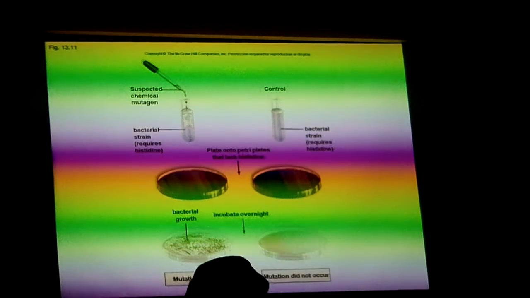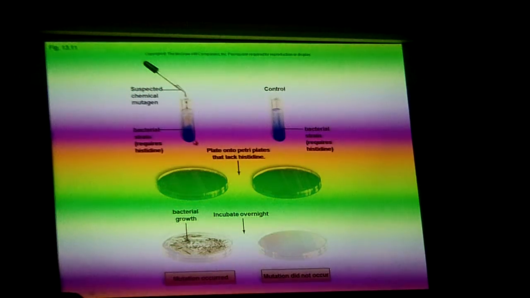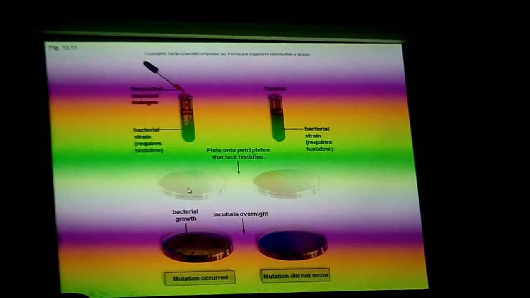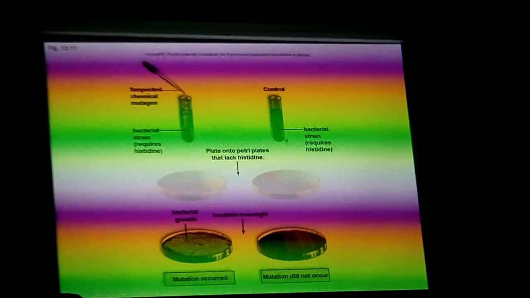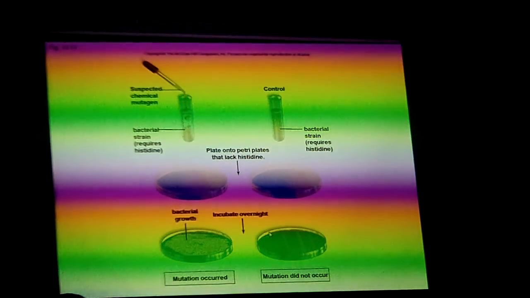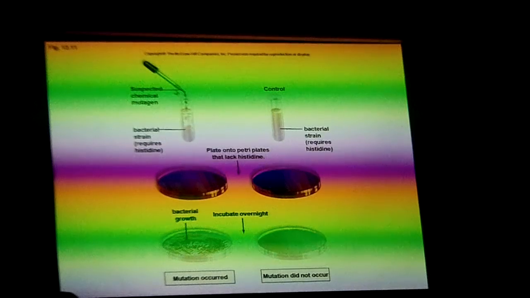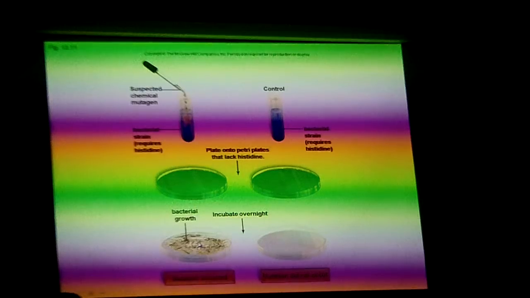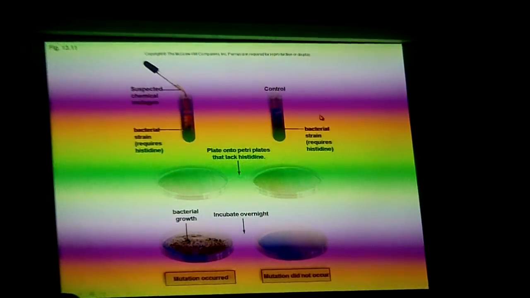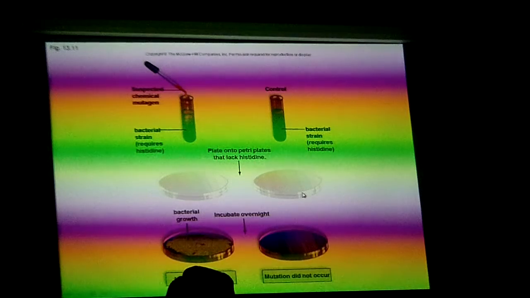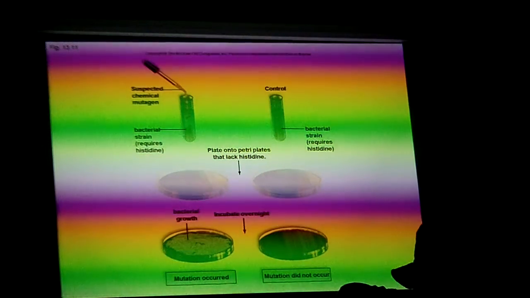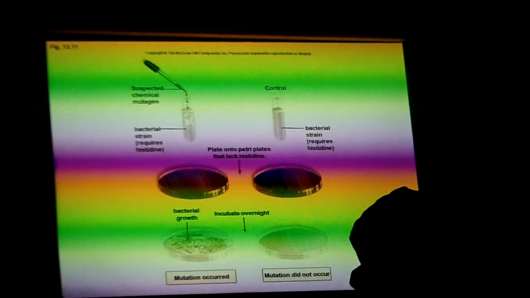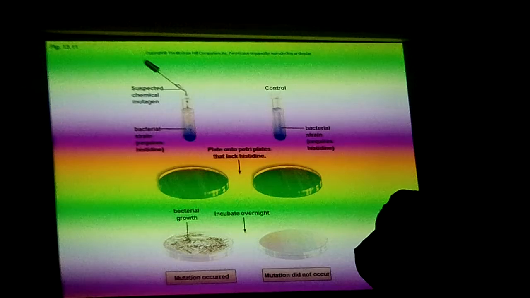And they put a few drops of it into the test tube, and lo and behold, you pour that on a plate, those bacteria are able to grow, even though the control bacteria didn't. That means that chemical caused some kind of mutation that allowed them to grow where they normally wouldn't be able to. So they mutated where they could grow without histidine, you see. And that's one of the tests that they do to see if a chemical is a carcinogen.